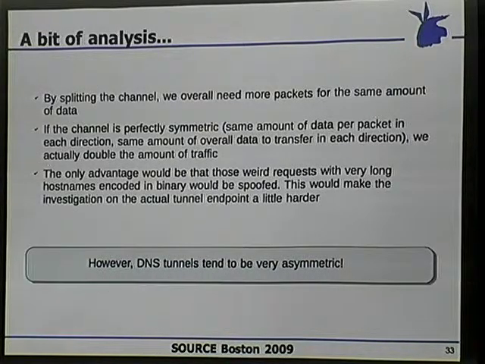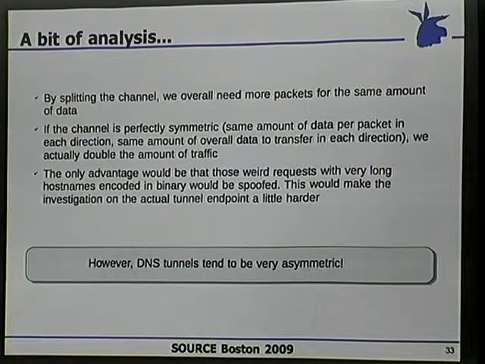A bit of analysis here. The problem with this approach is that we overall need more packets. If we think about a perfectly symmetric channel, which means the same amount of data and the same number of packets transferred both ways, we need to double the amount of traffic because we are creating two completely separate channels. The only advantage would be that the requests, with this weird binary host name, are spread across the whole network. It would make our tunnel a little bit harder to detect. But again, it would double the traffic.